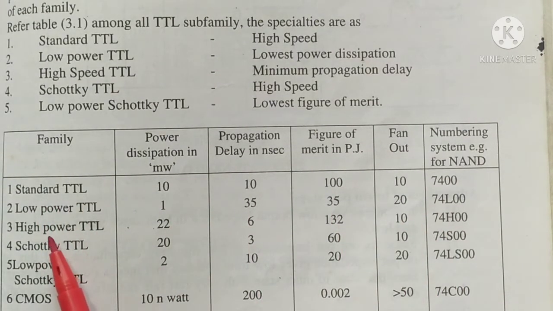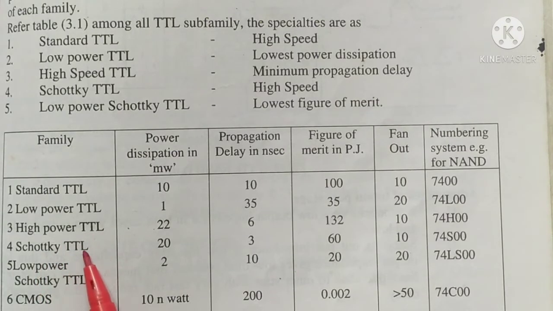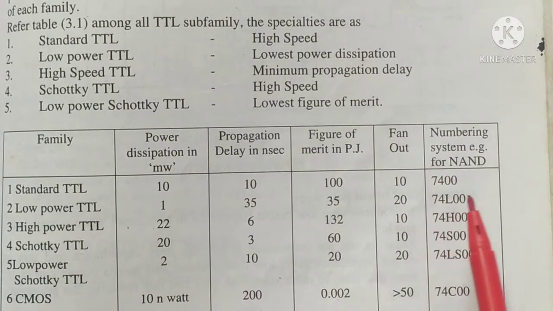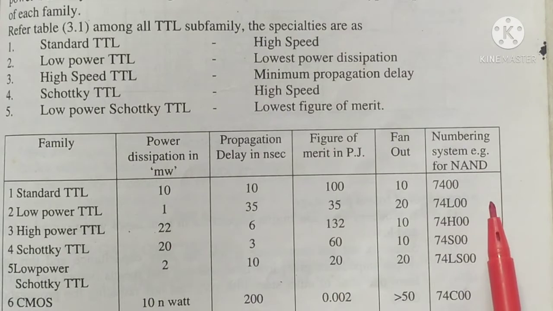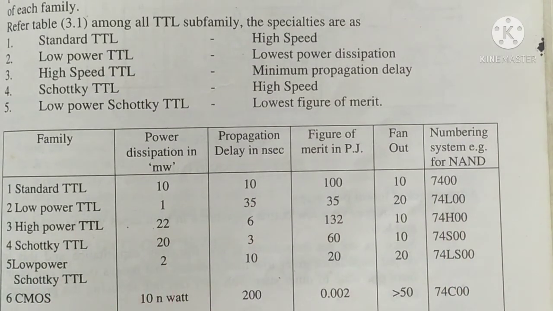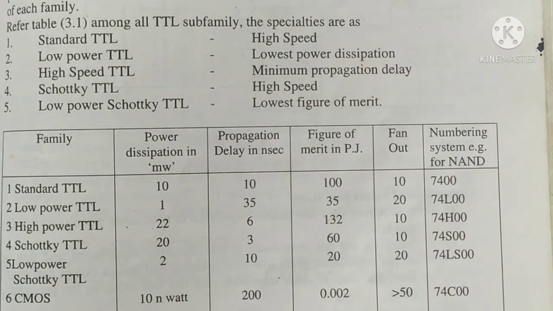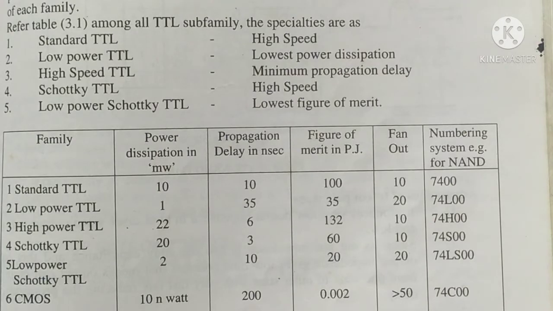Similarly, high power TTL and Schottky TTL also have the lowest fan out. Okay students, in this way you can compare different characteristics. Now, let us see the TTL circuits, that is, the 74XX series.